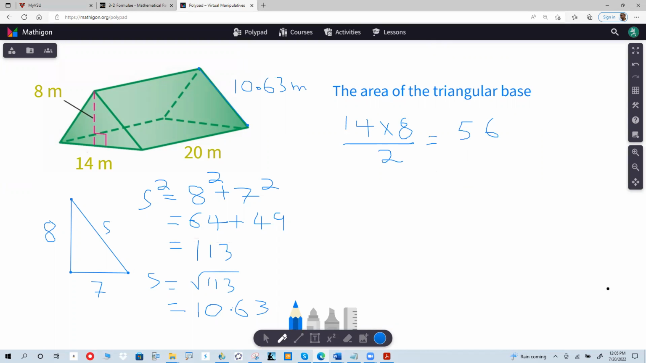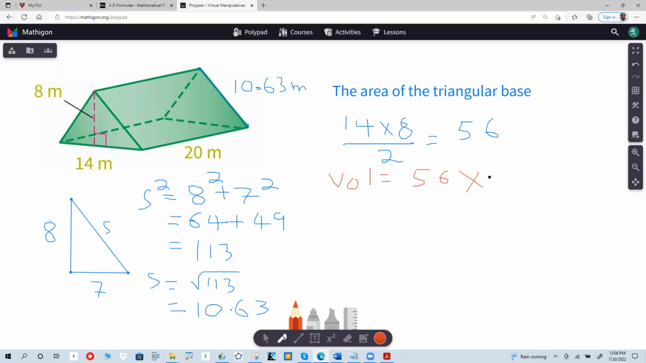Okay, let me double check. 14 times 8, that's right. That's the area of the triangular base. We need it for the volume. We need it for the surface area. Let's do the volume using a different color. The volume is area of the base times the height, which is 20.